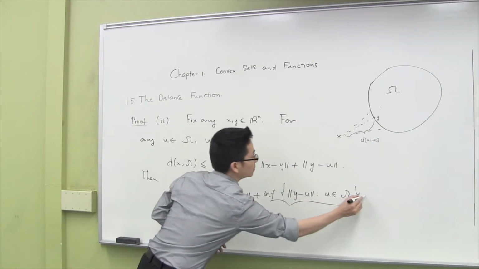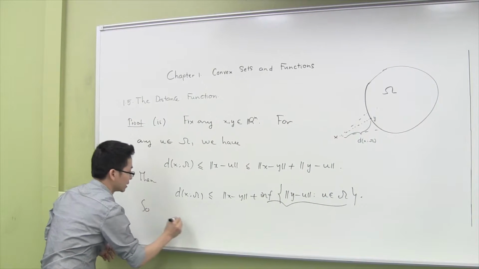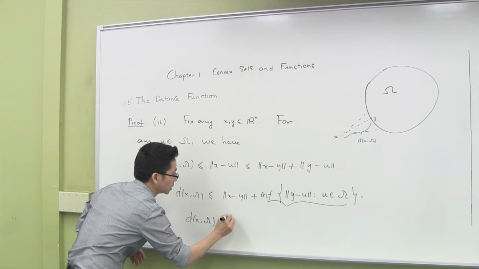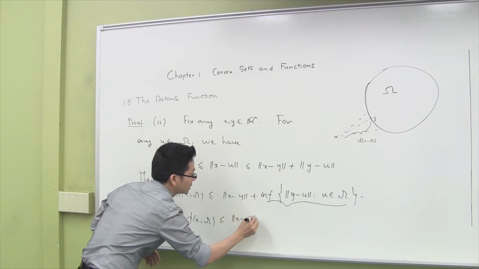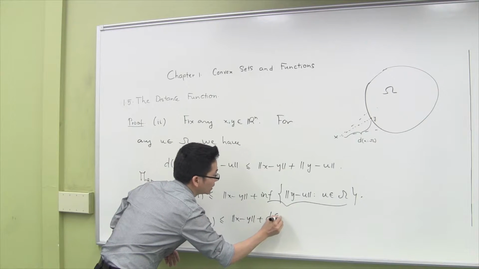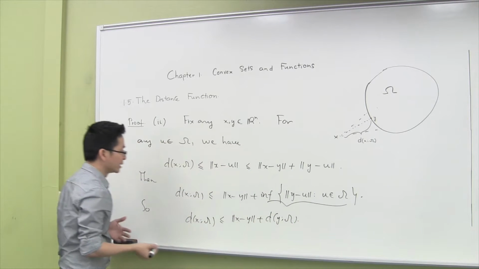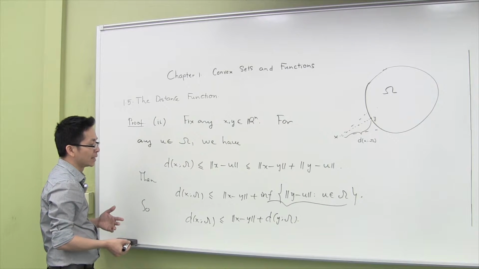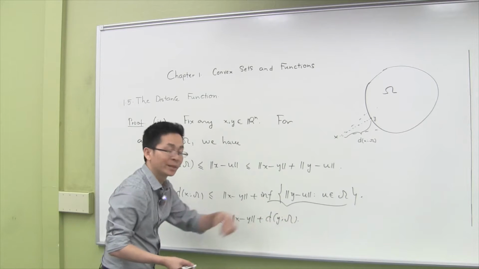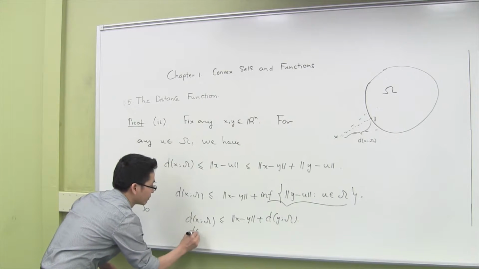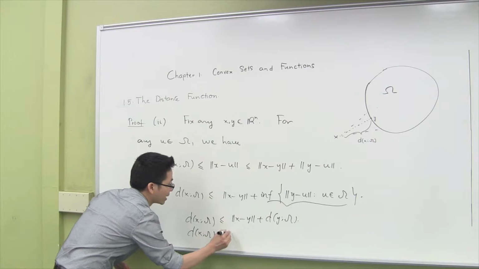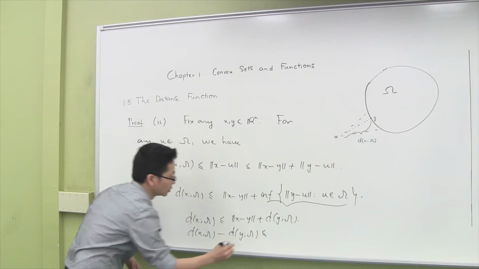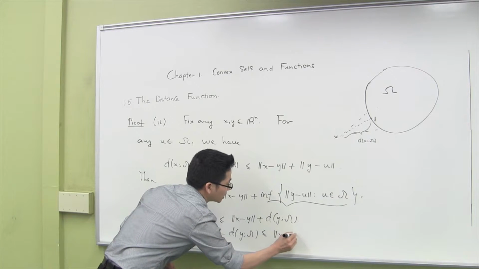So, the distance from x to omega is less than or equal to norm of x minus y plus the distance from y to omega. Now, if we subtract both sides of this inequality by the distance from y to omega, we have that the distance from x to omega minus the distance from y to omega is less than or equal to the Euclidean norm of x minus y.